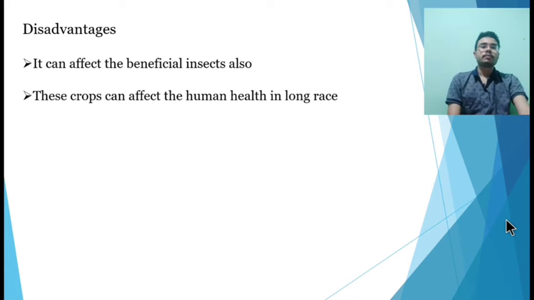The next point is the crops can affect human health in the long run. These transgenic crops produce a large amount of toxin to protect themselves from insects, but is the toxin safe for human beings? Well, this may be no, because toxins can be harmful for human beings in the long run. The toxin is stored through the ecological succession, and it may harm human beings further on.